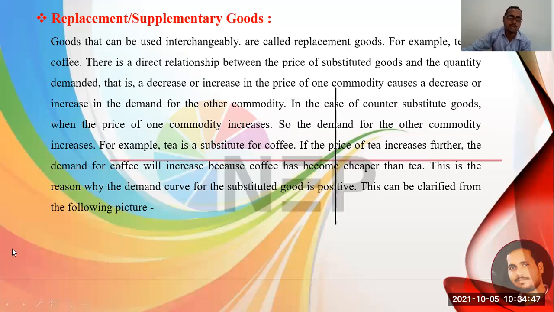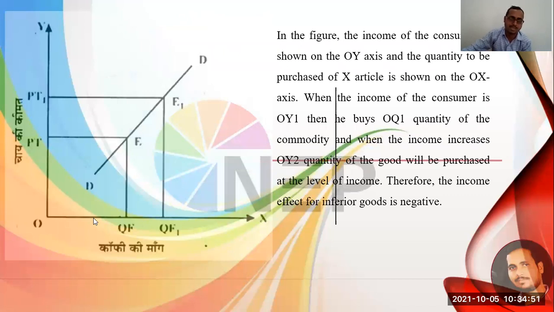Now, see the picture of this diagram. Students, here the price of tea is given, and here the quantity demanded of coffee is given. In this figure, the income of the consumer is shown on the OX axis, and the quantity purchased of tea is shown on the OY axis. Now, when the price of tea is OPT, the demand for coffee is OF. And if the price of tea increases, then the demand for coffee will increase. So this is the example of substitute commodities, or competitive commodities.